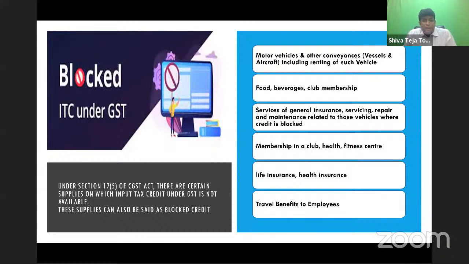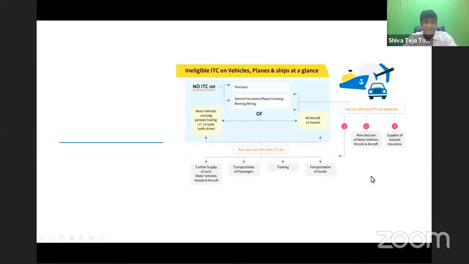Next one. Membership in club, health and fitness center. Shivateja is telling I'll join gym, fitness, COVID, very important. Whatever GST I pay, I cannot take credit. Then life insurance, health insurance, whatever GST is paid on that also we can't take credit. Then travel benefits given to employees, even for that, credit is not allowed. Interesting point. Next.